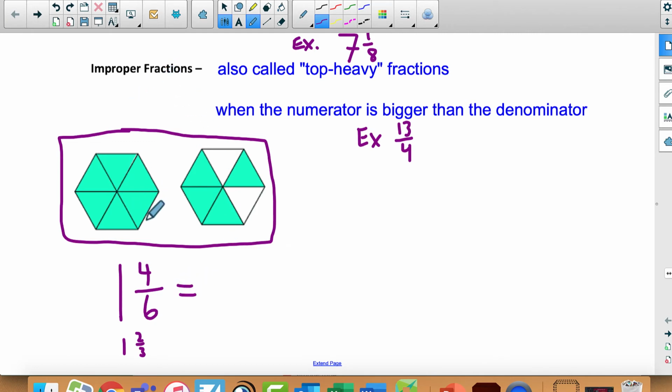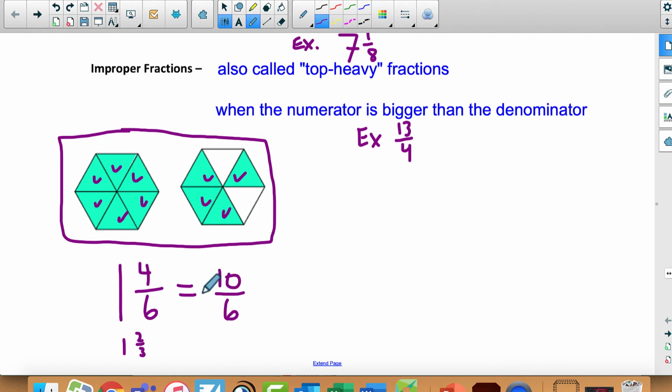So improper fraction, you again ask, what size pieces are these? You've divided your whole into 6 in both cases, so your bottom number is 6. But how many total are there? You have 1, 2, 3, 4, 5, 6, 7, 8, 9, 10. You have 10 of them shaded. So it's actually 10 over 6.